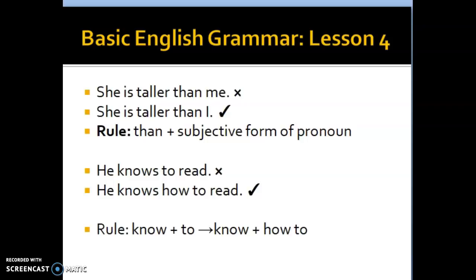Let's come to the next slide. The example is "she is taller than me." Now the example is wrong because than is always followed by the first form of the pronoun, which means the subjective form. As the rule is given here, than plus the subjective form of the pronoun is used. Okay, let's move to the next example. "He knows to read." The rule is, whenever the word know is followed by to, we have to convert it to how to. "He knows to read" is wrong, so "he knows how to read." Let's move to the next example.